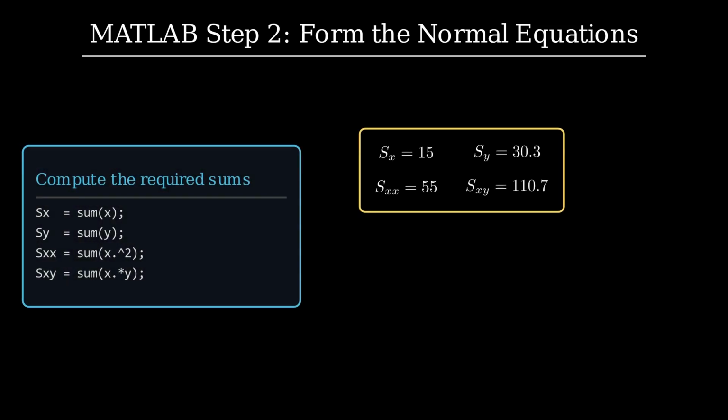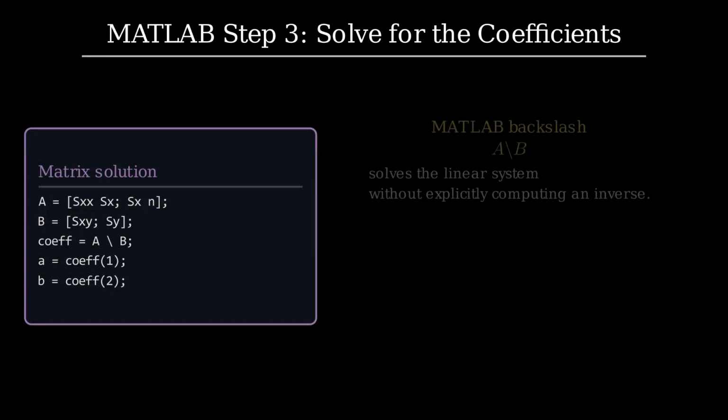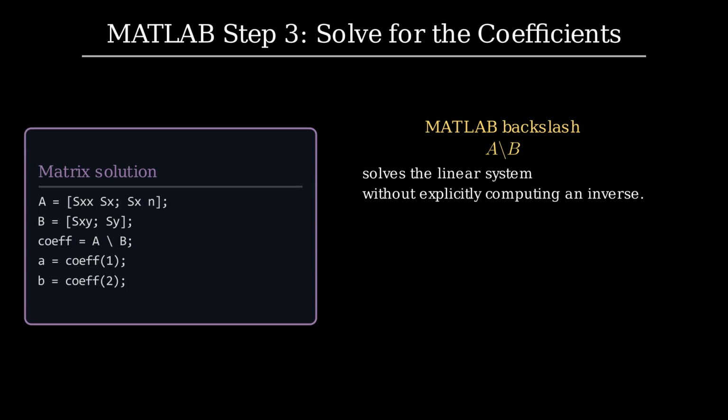X dot squared squares each element, and x dot times y multiplies corresponding elements. The required sums are 15, 30.3, 55, and 110.7. These sums form a 2 by 2 system of normal equations for the slope a and intercept b. The coefficient matrix A and right-hand side B are passed to MATLAB's backslash operator. This is the recommended way to solve the linear system.